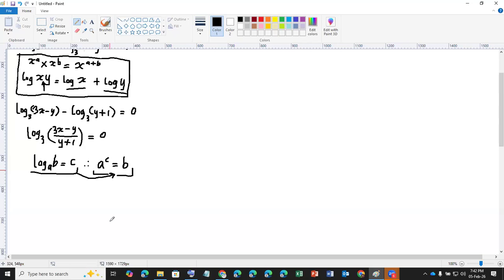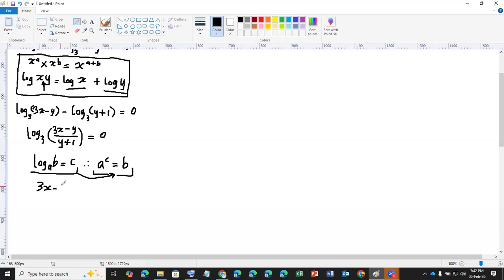Okay, so now we have it like this. You know what I'm going to do next? I'm going to rewrite that in terms of indices. So here goes. Remember, here it is the logarithm of this guy in the parenthesis, in the bracket, to base 3 is 0. So that means we're going to write them as they are in parentheses.